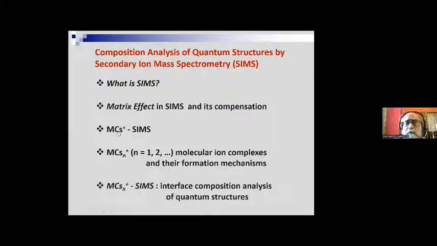This MCs means it's a molecule consisting of one atom of the element. For example, if we talk about silicon, then silicon and the cesium. Cesium is the ion beam we are using for the primary bombardment. Cesium plus is a singly charged cesium, and the cesium plus and the M combine to form a molecule, and we are detecting this molecule in the SIMS process, and we are quantifying. I will talk about that.